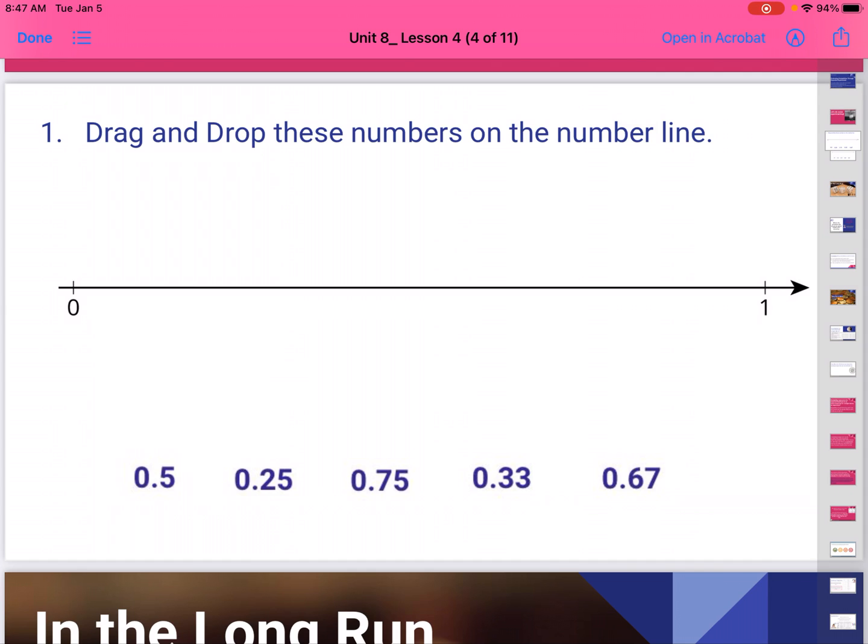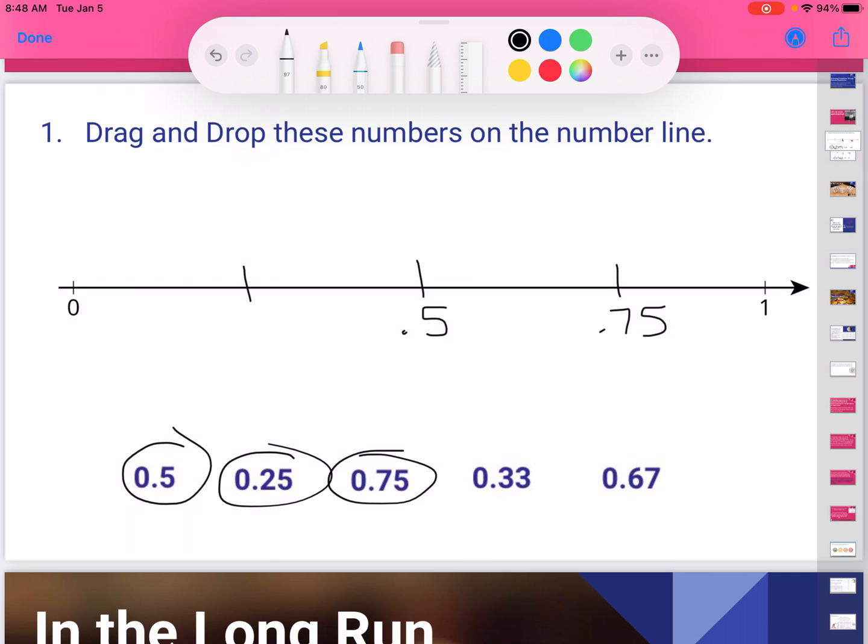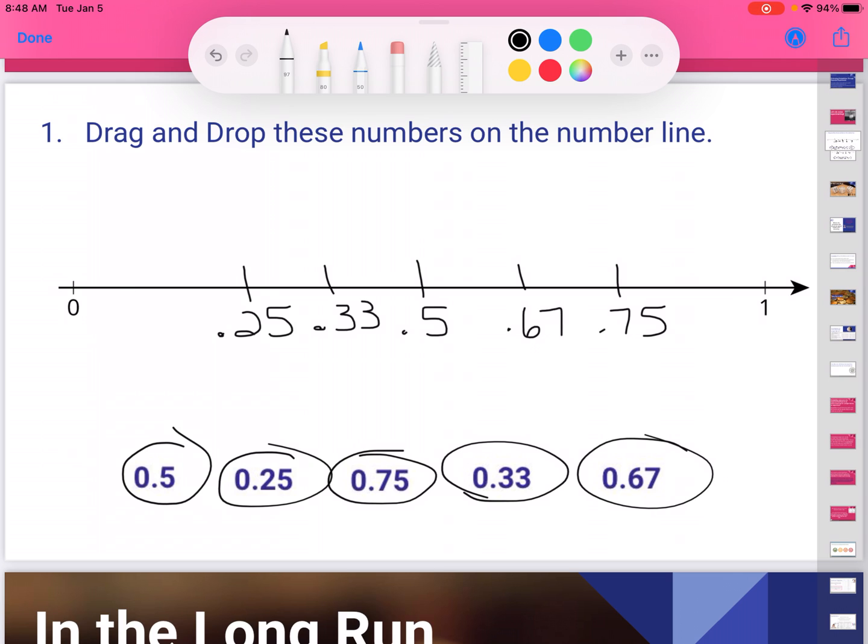So they need to drag and drop. If you were doing this on a Google slide, you would drag and drop these. They want us to put these numbers on the number line. Well, I know 0.5 is halfway. I know 0.75, and I know 0.25. Those are some of the easies. Now I know 0.33 is going to fall somewhere in here, and I know 0.67 is going to fall in there.